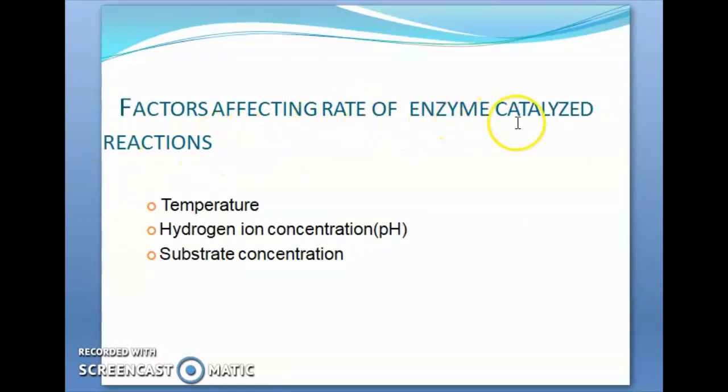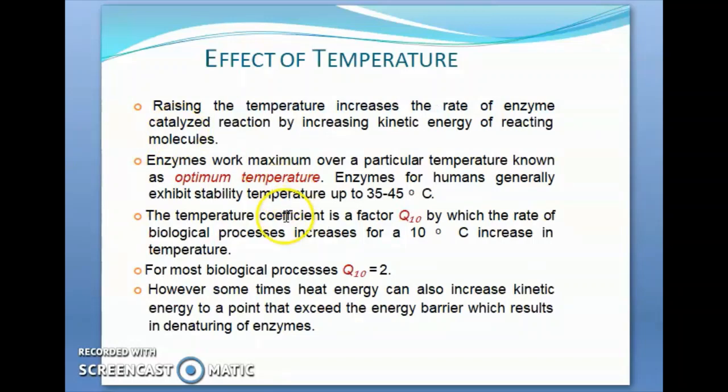Factors affecting the rate of enzyme catalyzed reaction: temperature, hydrogen ion concentration, that is pH, and then substrate concentration. First we study the effect of temperature. Raising the temperature increases the rate of enzyme catalyzed reaction by increasing the kinetic energy of reacting molecules. Enzymes work maximally at a particular temperature known as the optimum temperature. Enzymes in humans generally exhibit stability up to 30 to 45 degrees Celsius.